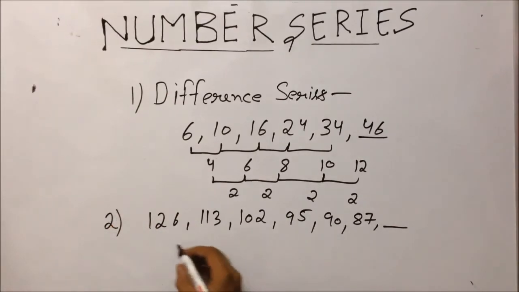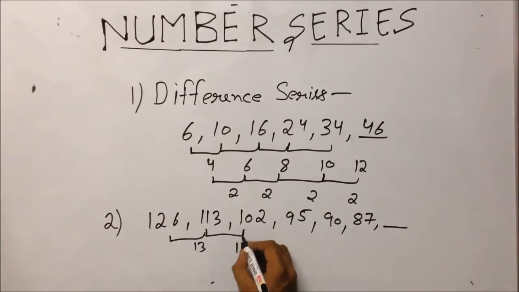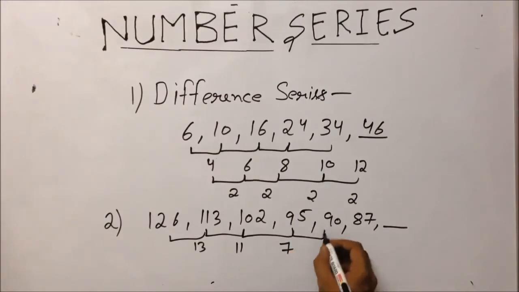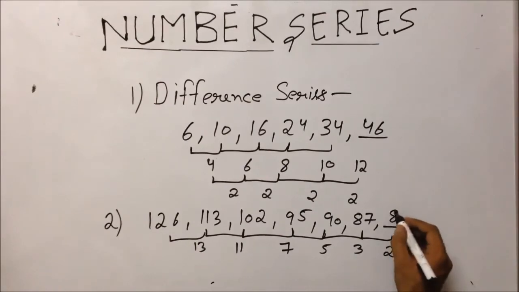Now here you will see the difference is 13. Now the difference is 11. Now the difference here is 7. Now the difference again is 5 and here it is 3. Now there is no difference of 2, 4 or something like that. The differences are 13, 11, 7, 5, 3. Had there been 9, the difference would have been odd numbers. But you can clearly see that all these numbers are prime numbers and hence the difference is of prime numbers. So the next prime number after 3 would be 2 and hence your answer would be 85.